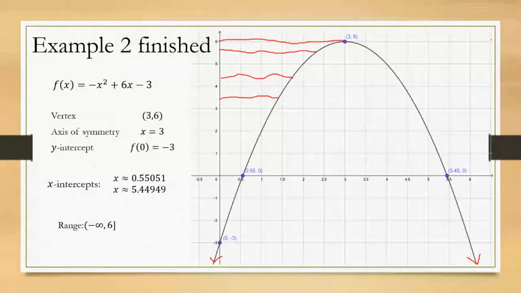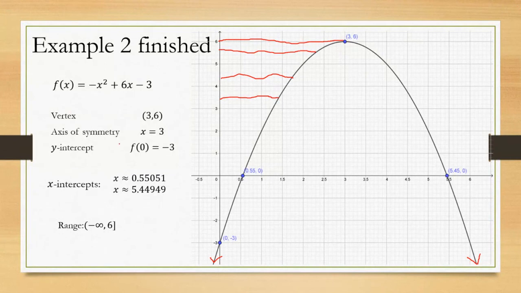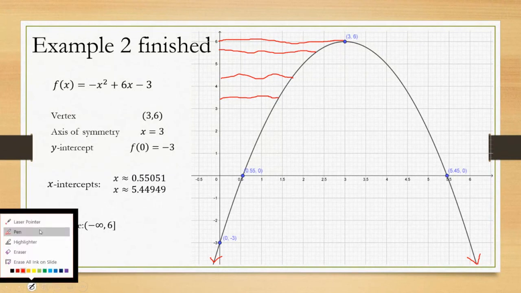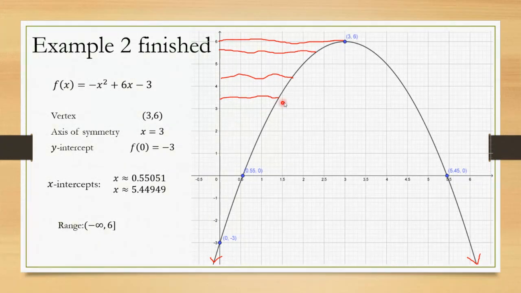Any questions on this? I didn't draw the axis of symmetry. Yeah? When you're finding the range, how do you read it and how do you determine what it is? The range below is parentheses, negative infinity, comma 6, and then a bracket. How would you come up with that, and how do you read that on the graph?